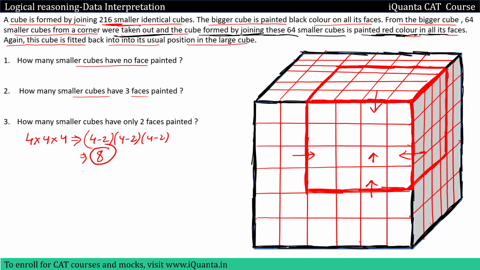Because all the cubes in the outer layer are colored. If you remove all the first layers, then you will get a 2 cross 2 cross 2 cube inside this 4 cross 4 cross 4 cube, which will have 0 colored faces. So there are 8 such cubes. Now we will try to find the no colored face cubes inside the cube which is remaining, okay?